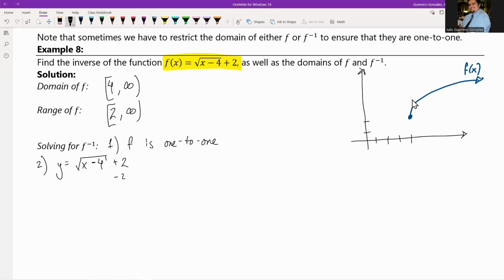So minus 2, y minus 2 is equal to the square root of x minus 4. Okay. Hopefully you guys remember. In order to get rid of a square root, you must square it. So I'm going to do this. I'm going to square, right? So then this cancels the square root there. I get left with this. y minus 2, all of that squared, is equal to x minus 4.